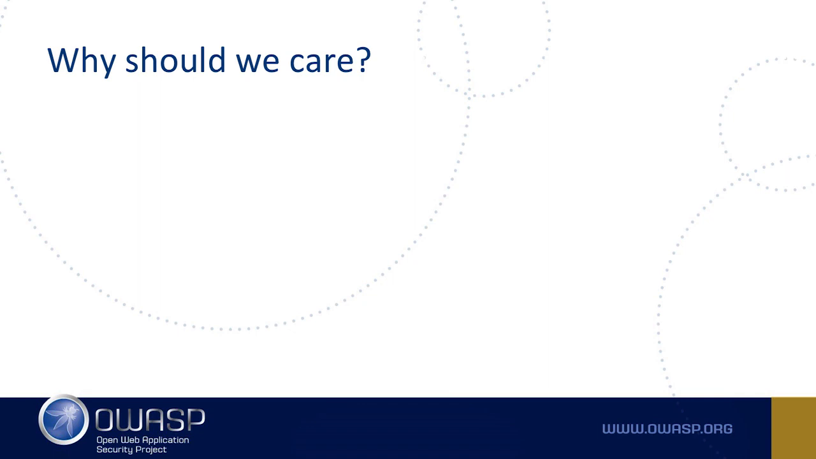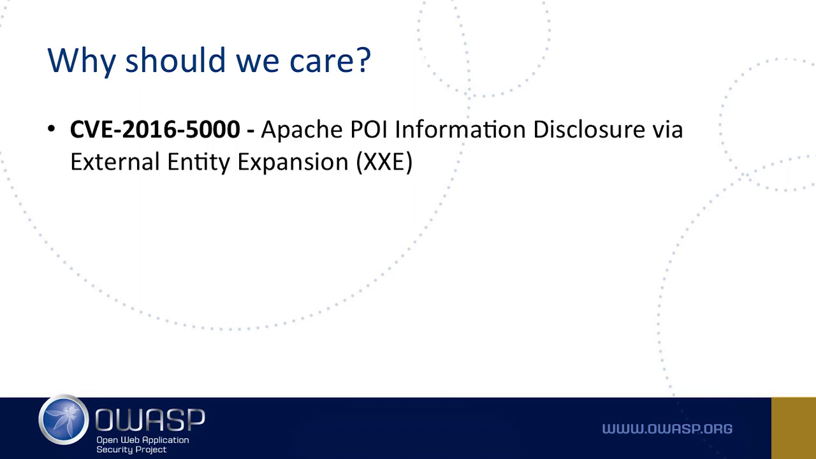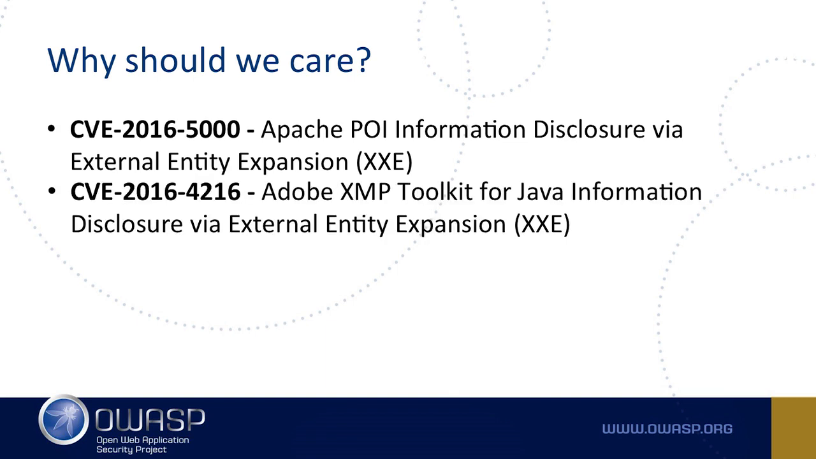So, why should we care? A CVE from this year, Apache POI: information disclosure via an XXE, XML external entity expansion. This is information disclosure where an attacker can read files off of the file system and get information that you generally don't want them to. Another one from this year, Adobe XMP Toolkit for Java. Again, same thing. They can read files off of the file system and extract the data.